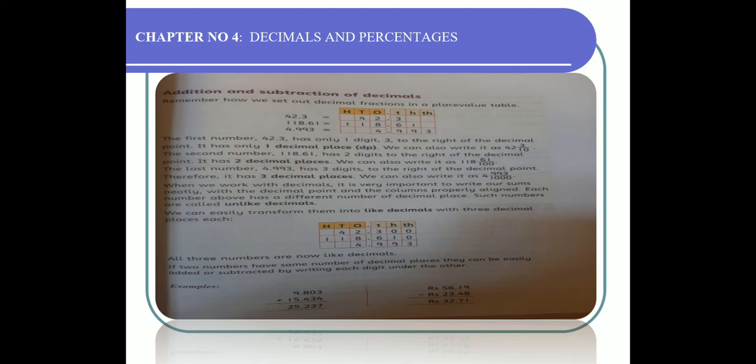Our first topic is addition and subtraction. Look at the question. What you have to do is simply place the whole numbers in the whole number columns and the decimal numbers in the decimal number columns.